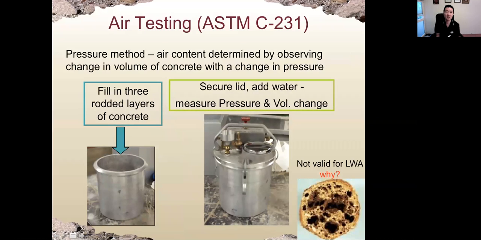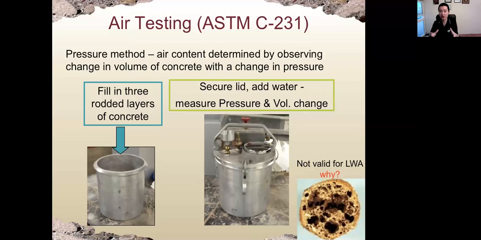Another measure for the air content is based on pressure. We call that the pressure method. The instrument looks like this. We have an aluminum container. We fill the container with concrete, again using 3 layers, and for each layer we rod it with a steel rod 25 times. Then we cover the container with a lid, and we add water to fill the gap between the lid and the concrete surface.